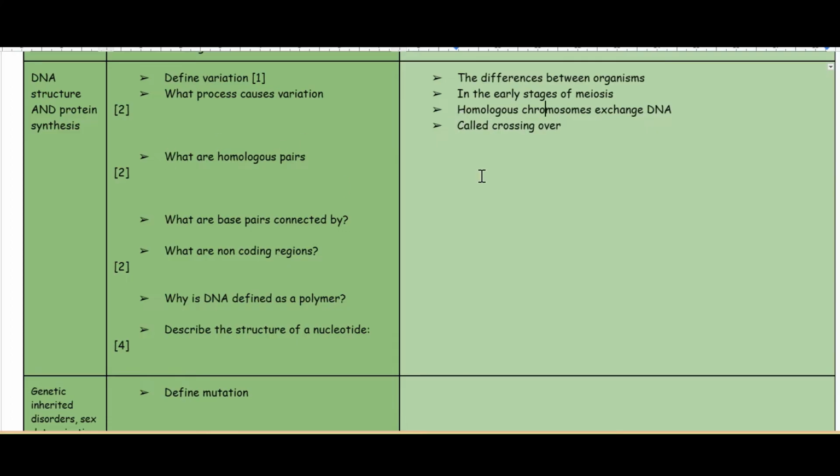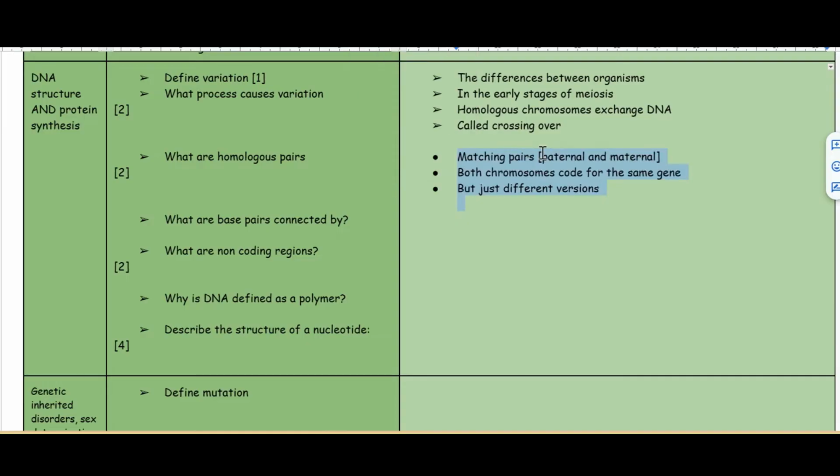What are homologous pairs? Well, homo always means same, so it means that they're matching pairs. There's the paternal and the maternal pair. For example, if you have a male eye gene and a female eye gene, they're the same pair, so they're matching, but one is from paternal and one from maternal. Both chromosomes are coding for the same gene, but they're just different versions, so they're kind of alleles.